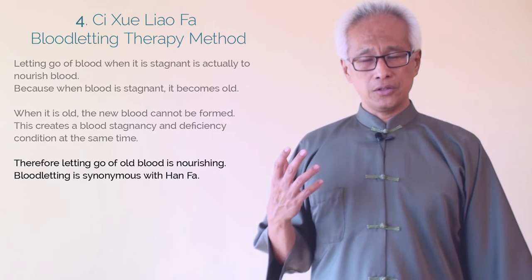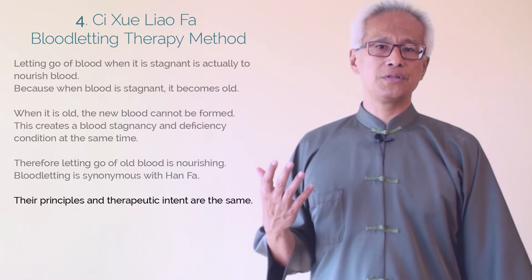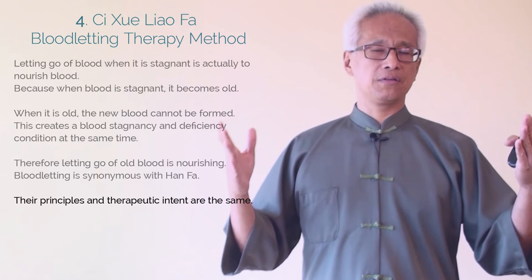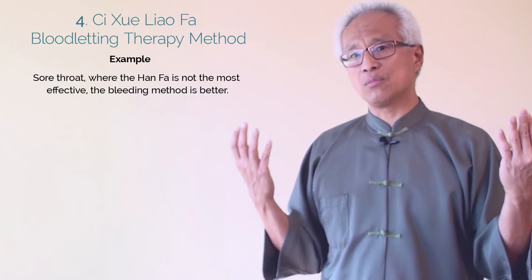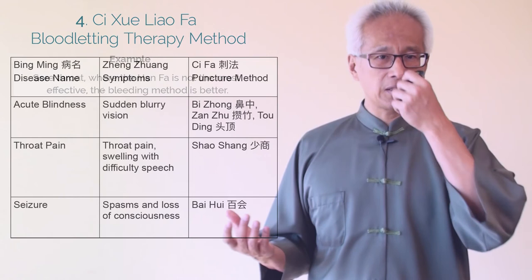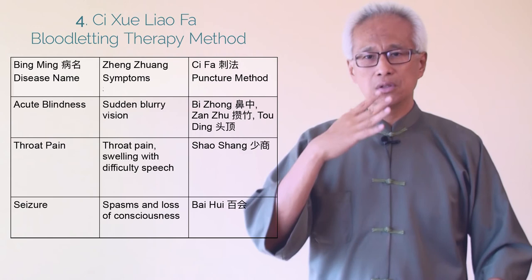Bloodletting is truly synonymous with hanhua, the principles of sweating, and the therapeutic intent, no difference in bloodletting therapy. So a lot of time later on, people consider bloodletting therapy is just another diaphoresis method. For example, sore throat. When someone has a sore throat, and when the sweating method is not the most effective, then the bleeding method is better. So a lot of time, you would bleed, for example, Shaoshang point, lung channel point, or these extremity points of the fingers for throat pain.